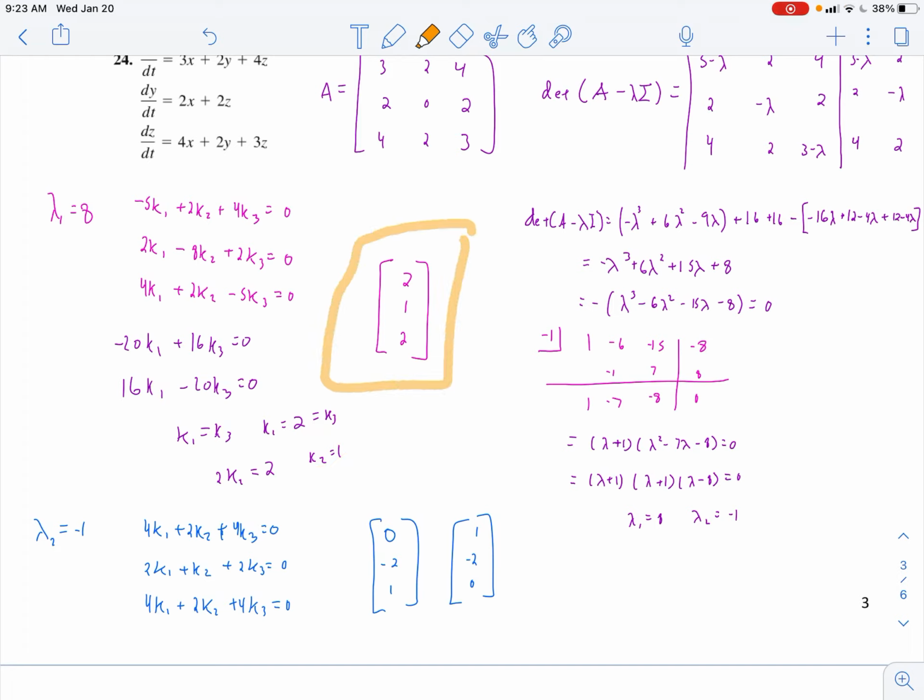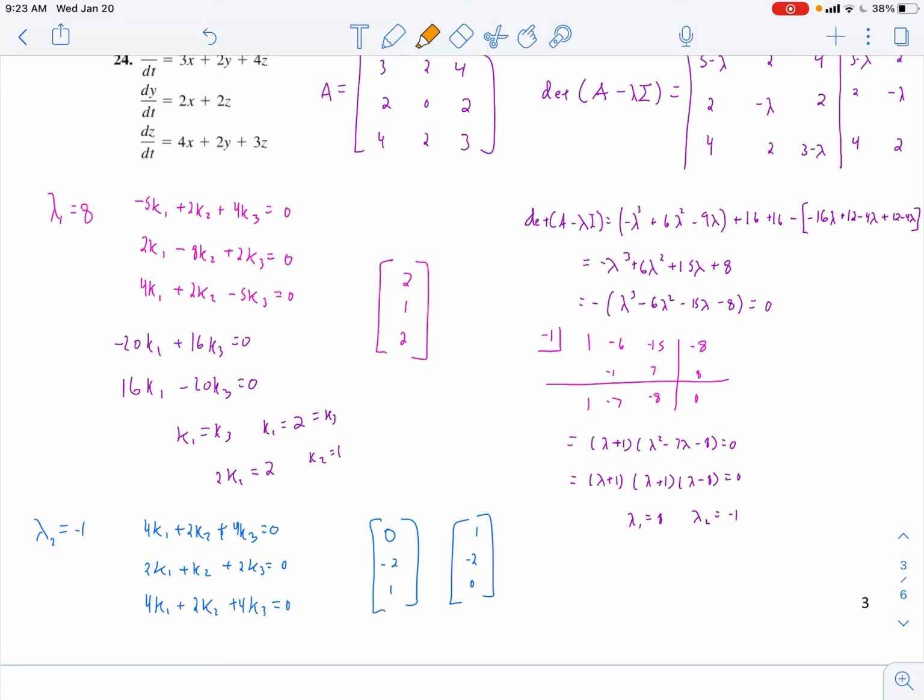So we get 2, 1, 2. Again, we could have made that 4. If we could have made k sub 1 and k sub 3 both be 4, if we did that, k sub 2 would be 2. If we made k sub 1 and k sub 3 1, k sub 2 would be a half. All right, so you just need to make sure that you get some combination of that, because that eigenvalue is going to take care of that. So 2, 1, 2 is going to be our eigenvector.